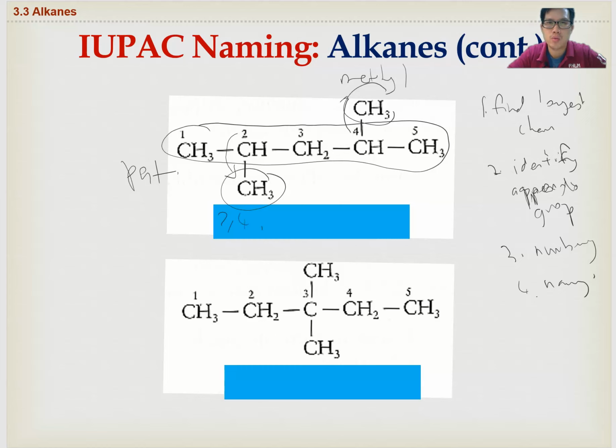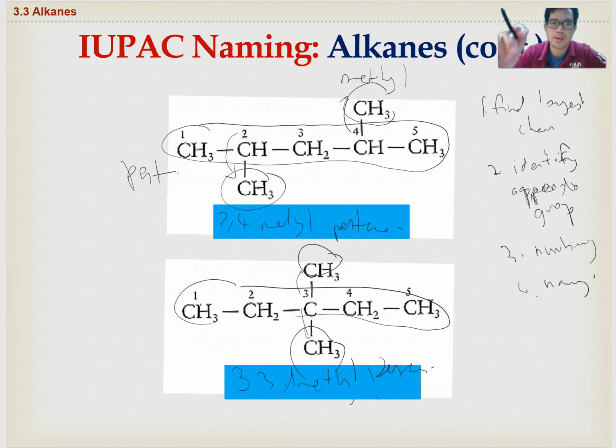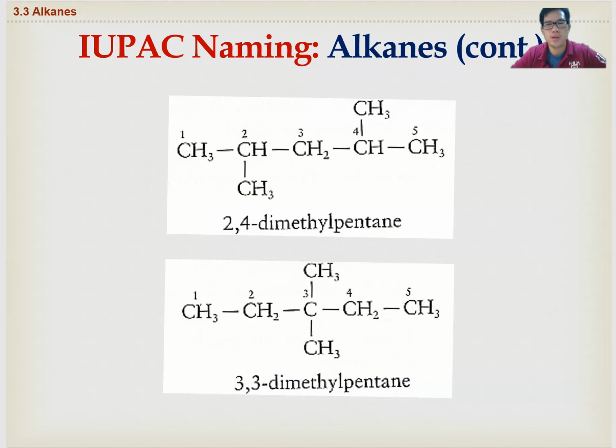This one has 5 carbons. Look at the appendix groups. This is the longest chain, and both appendix groups are located at 3. So in this case it will be 3,3-dimethylpentane. The answers are here: 2,4-dimethylpentane, and this one will be 3,3-dimethylpentane. The reason you put di is because there are two of the same group, meaning two methyl groups.